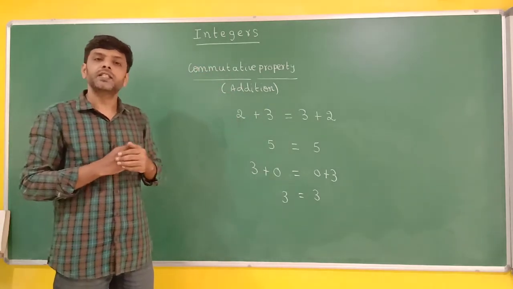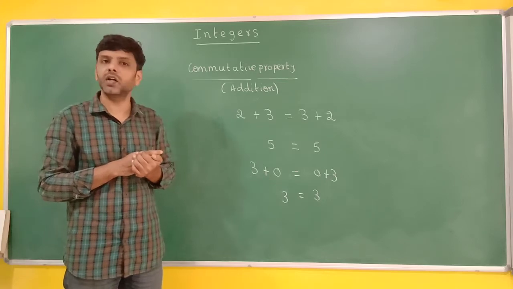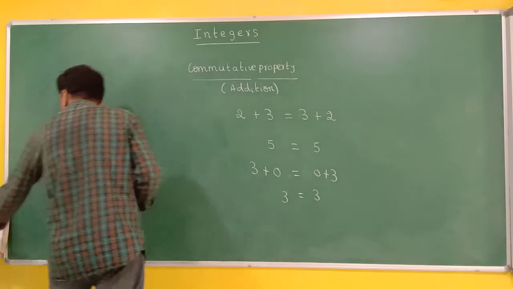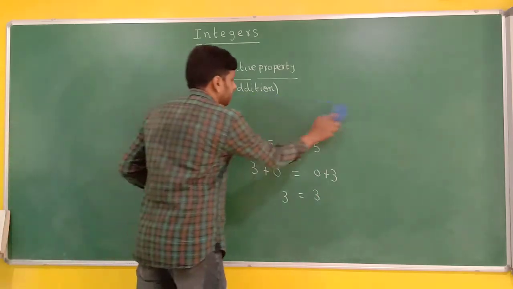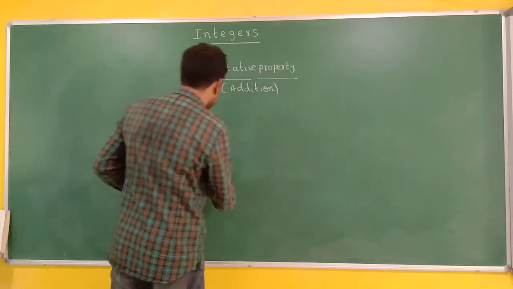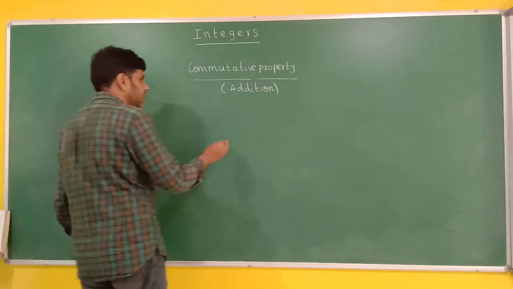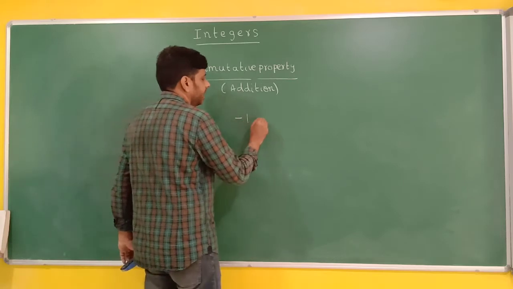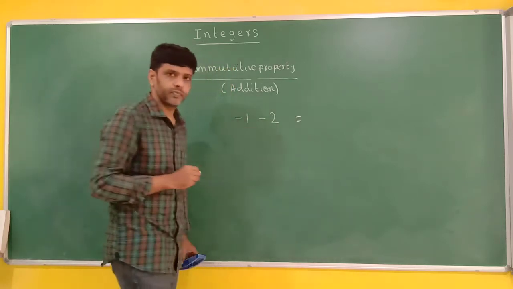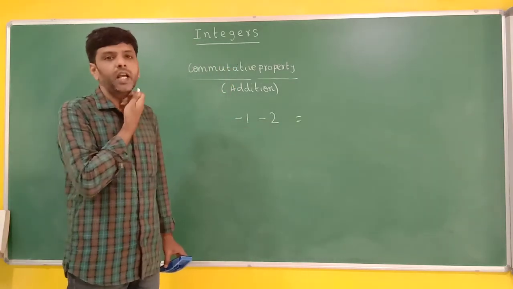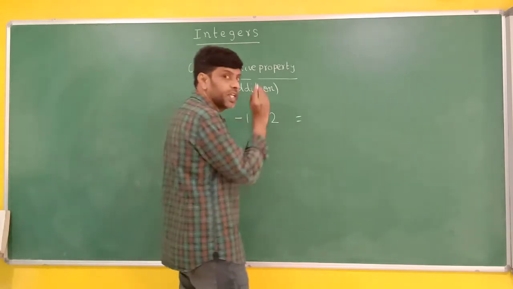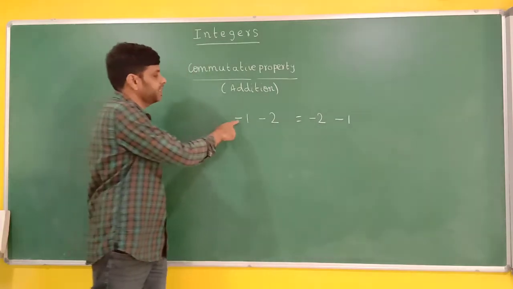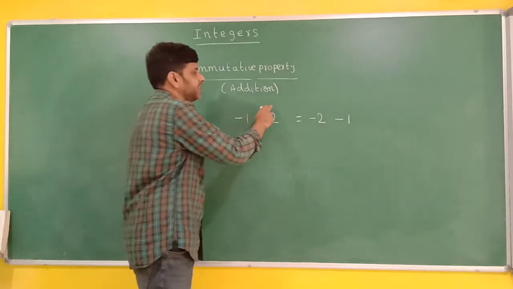Now, shall we see whether it is true for integers or not? I am taking 2 integers, observe carefully. What are the 2 integers? Minus 1, minus 2. Minus 1 is the first integer, minus 2 is the second integer. Now I am changing the order. Minus 2, minus 1. First integer I send to second place, second integer I send to first place.